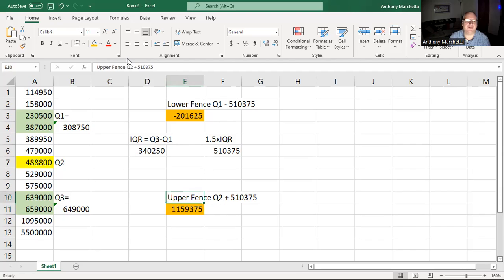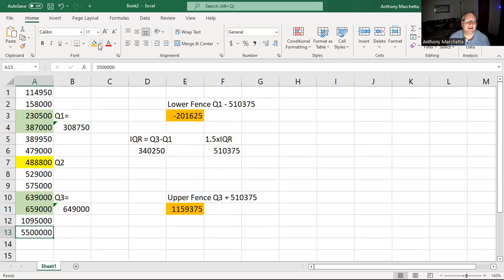This should say upper quartile 3 here. That's not right. There we go. All right, so those are the fences. Now, are there any numbers lower than negative 201? The answer is no. Are there any numbers larger than 1,159,000? The answer is yes.